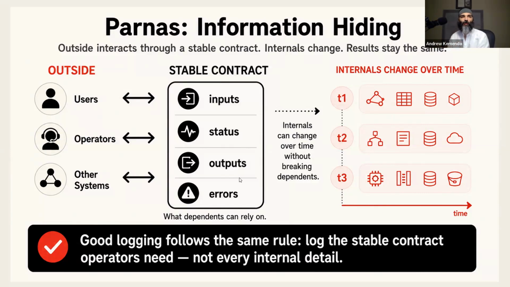If you want to take just one rule away from it, good logging follows that rule. Log the stable contract that operators, users, and other systems need. You don't need to document every single thing that you do internally to show everybody. That's something a lot of people get wrong. Hey, let me just show you everything, not even necessarily what's relevant. Or let you change everything and then you break it, right? This is very common in complex software.